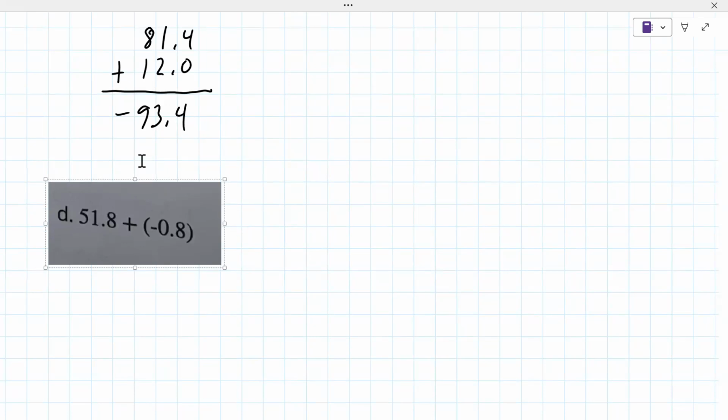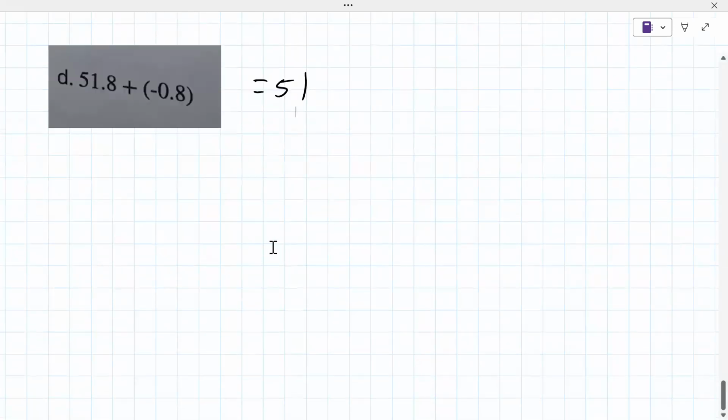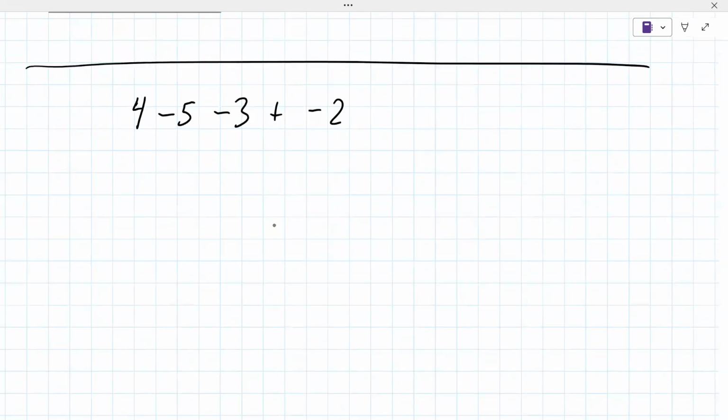I got 51. It is 51, good. Right, let's try some more of these positives and negatives. Let's try 4 minus 5 minus 3 plus -2. Could you simplify that for me, please? And no calculator if at all possible. That would be kind of preferred. So this is a whole equation. This is just you simplifying this. Just want to see where you're at with adding and subtracting things.